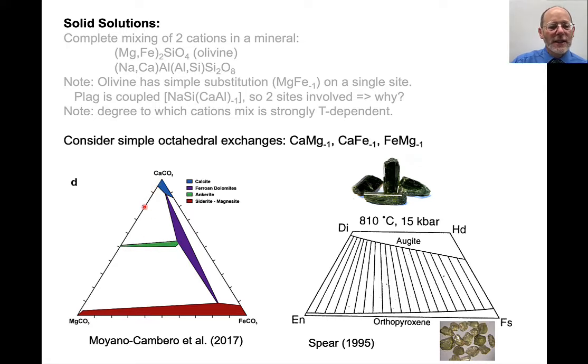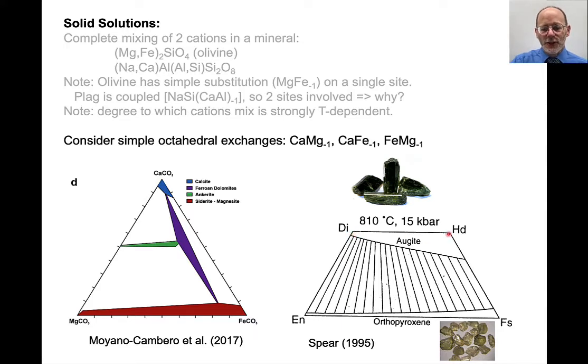There's very limited solid solution between calcium and magnesium end members. So there's a compositional gap between calcite and dolomite, and there's another compositional gap between dolomite and magnesite. Similarly, over here we see a compositional gap between calcite and siderite. This same kind of behavior occurs in many, many other minerals. So here, for example, are pyroxenes. This is called the pyroxene quadrilateral: enstatite, ferrosilite, hedenbergite, CaFeSi2O6, and diopside, CaMgSi2O6.